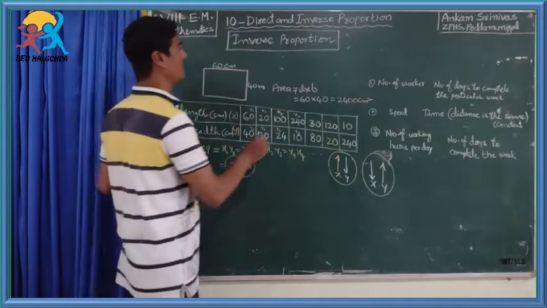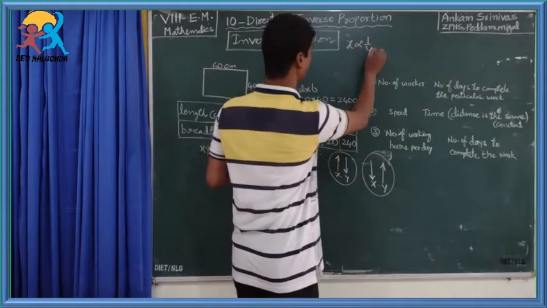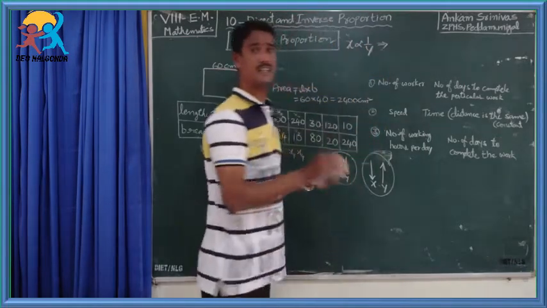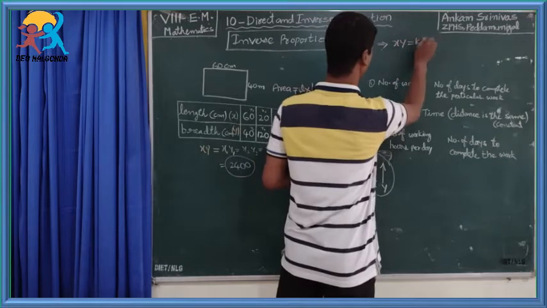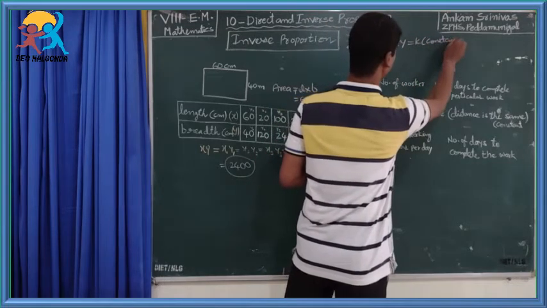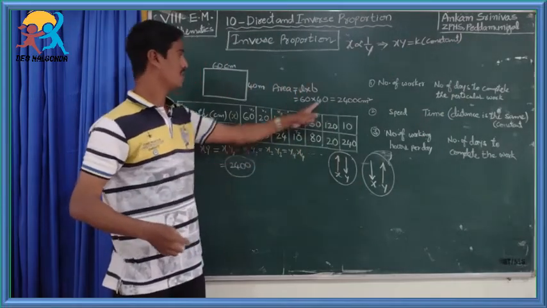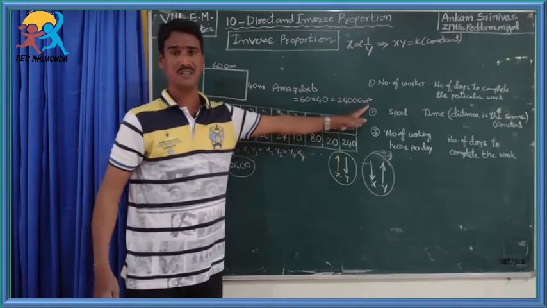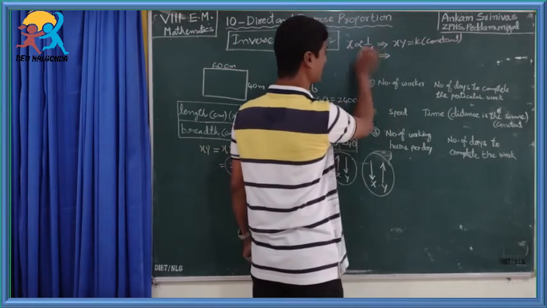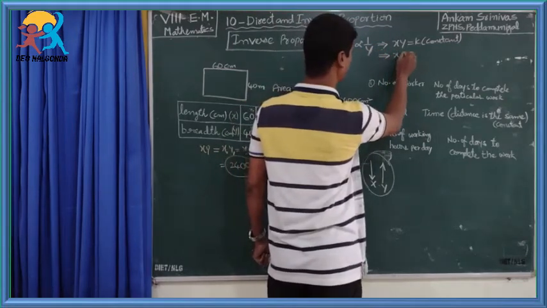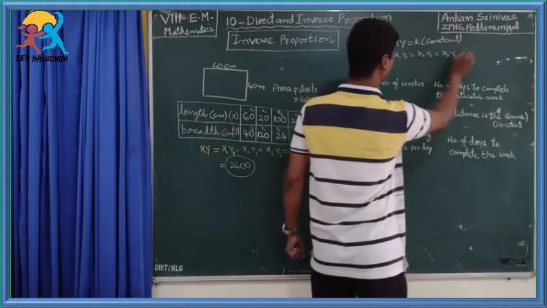So my dear children, if two quantities are in inverse proportion, then the products are constant, or the products are equal. That means x into y equals k. K means constant. In this case, what is the constant here? 2400. And you can write, if x, y two quantities are inversely proportional, then the products are equal: x1 y1 equals x2 y2 equals x3 y3, and so on.